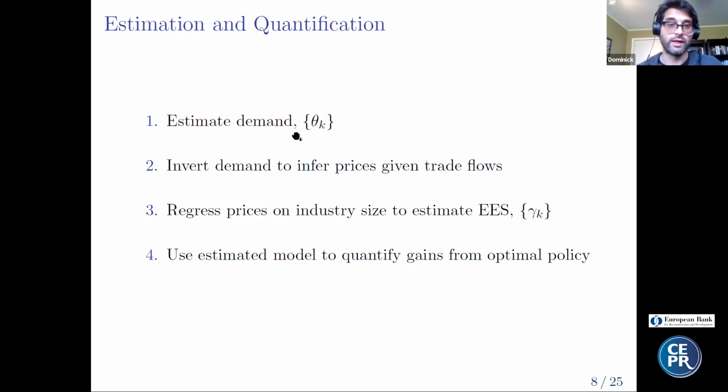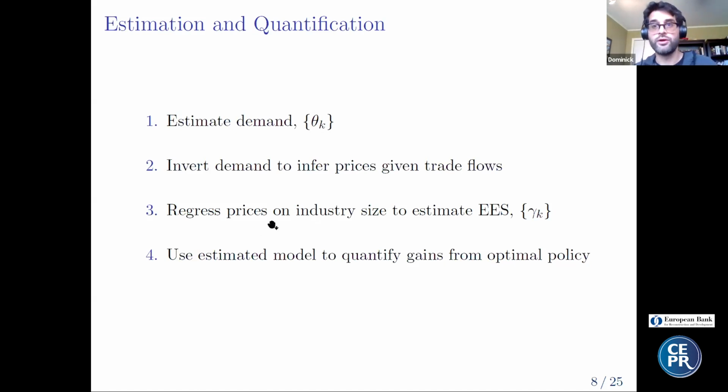Once we know that international demand system, we're going to invert demand to infer the prices that rationalize the trade flows that we see in the data. We see trade flows, we don't see prices, but given the demand system, we can invert those trade flows to recover what the prices must have been to give rise to the trade flows that we see. So that's what we'll do. We'll recover a model-based estimate of prices of output for each exporter.